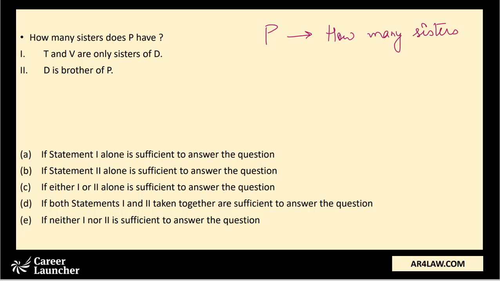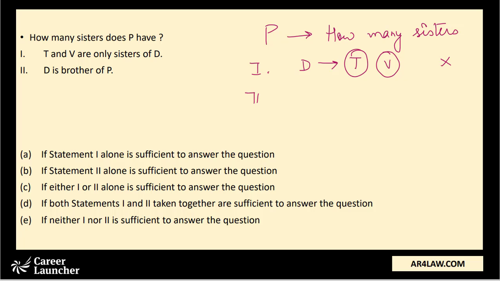Now information in statement 1 says T and V are the only sisters of D. So there is a person D who has two sisters, T and V. Since it is being said they are sisters, they have to be female. Now, is the information with this statement helping me to answer how many sisters does P have? No, individually statement 1 is not helping me.